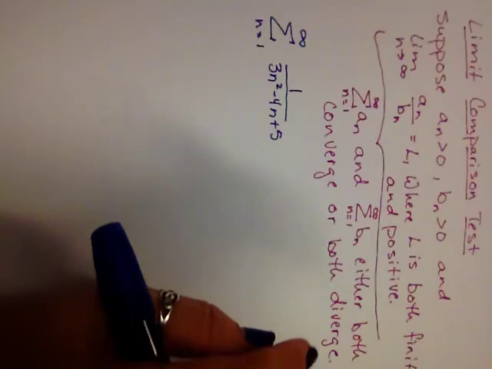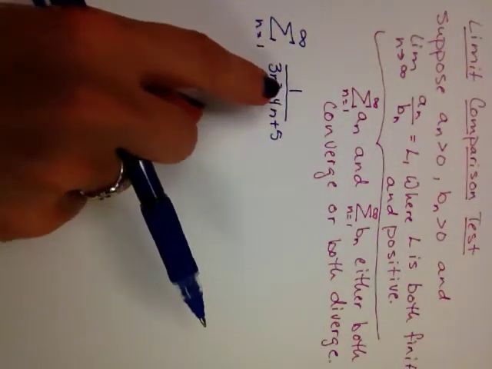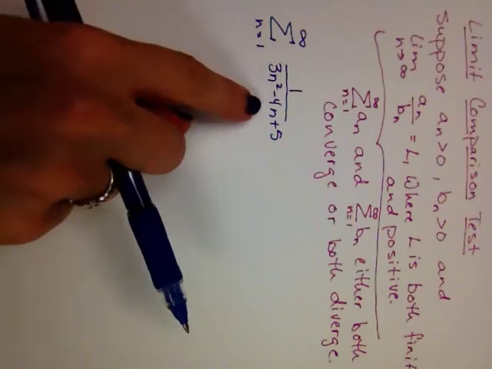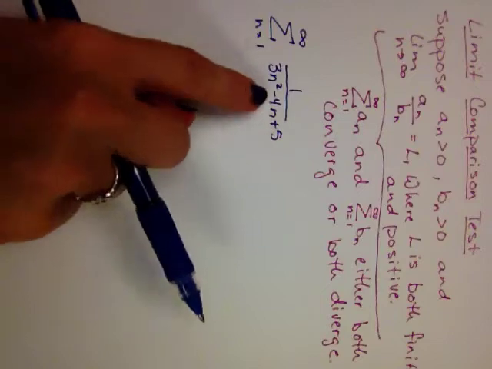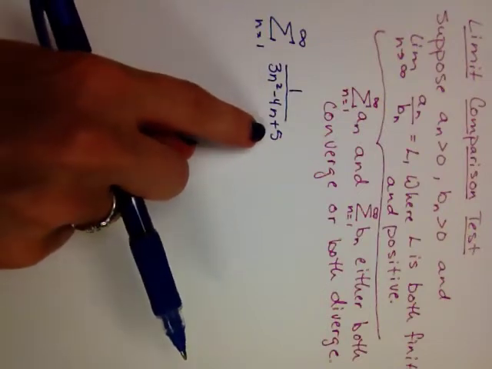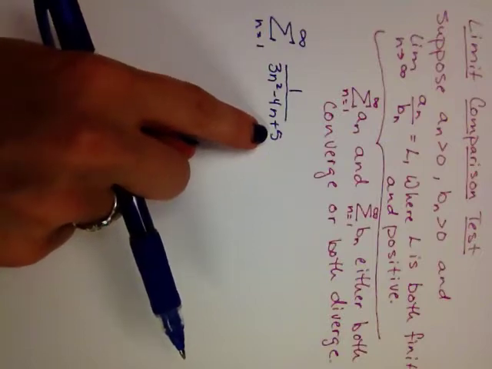For this example, I'm looking at the sum from n equals 1 to infinity of 1 over 3n squared minus 4n plus 5. You want to check convergence or divergence, and that's not a p-series because it has the 3 multiplied, a negative 4n, and a plus 5.